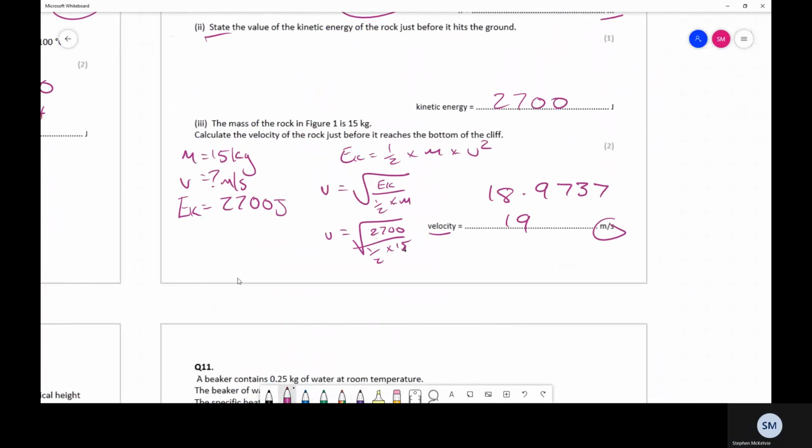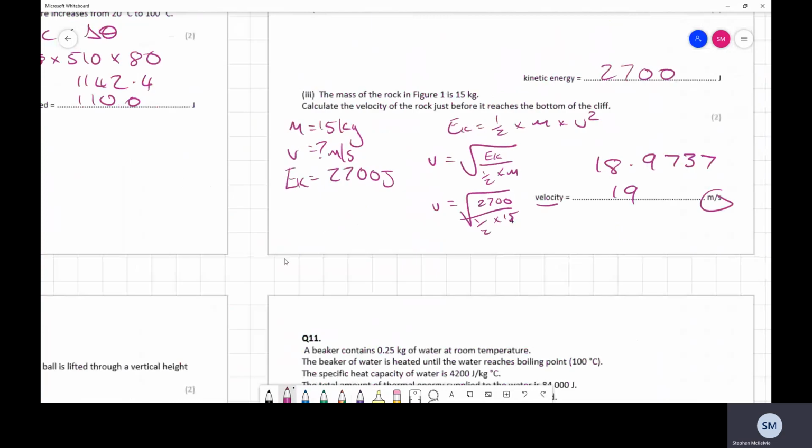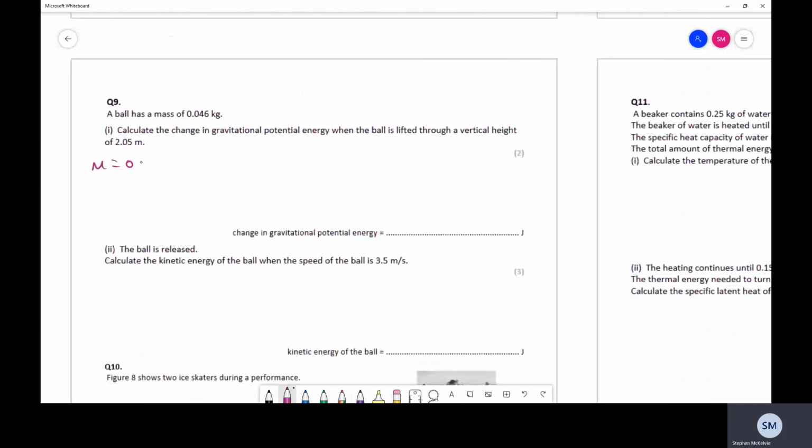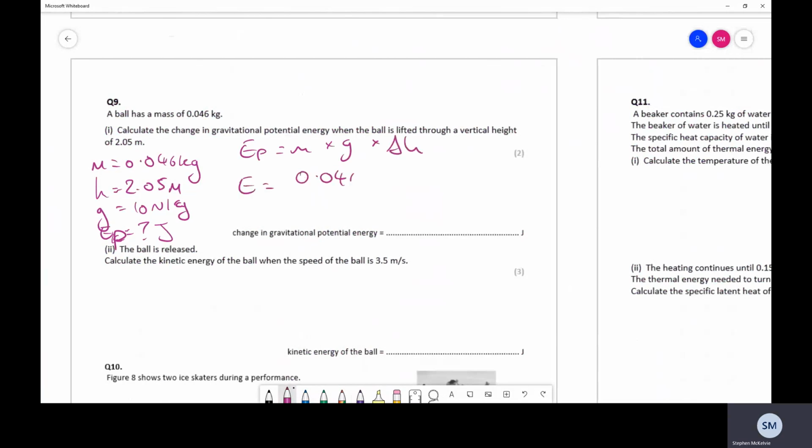Question 10, 9, whatever question this is. The ball has a mass. Mass is equal to 0.046 kilograms. Calculate the change in gravitational potential energy when the ball is lifted through a vertical height of 2.05 meters. Remembering that G is equal to 10 newtons per kilogram, it's asking us to find the amount of energy. EP, pardon me. EP is equal to M times G times delta H. EP is equal to the mass 0.046 times 10 times 2.05.